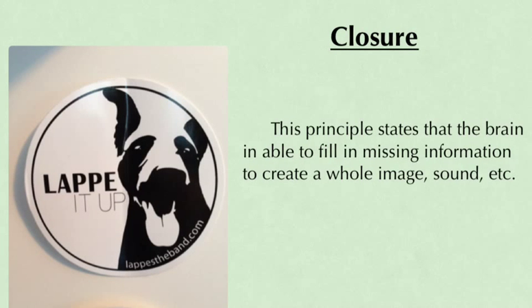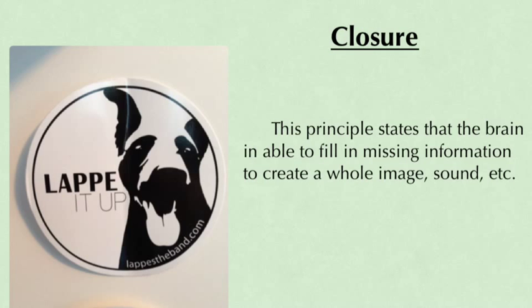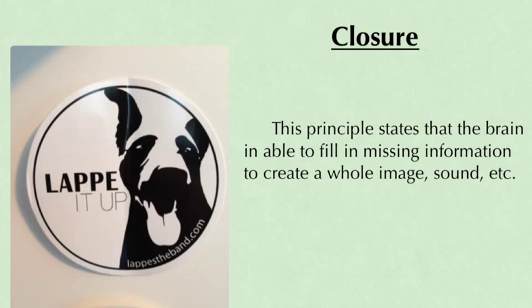This principle influences our perception by filling in and glossing over missing parts of an image, allowing us to see the image as a whole. Without this principle, for example, we may not be able to see the image of a dog in the bumper sticker, instead just various shapes that do not have any meaning to us.